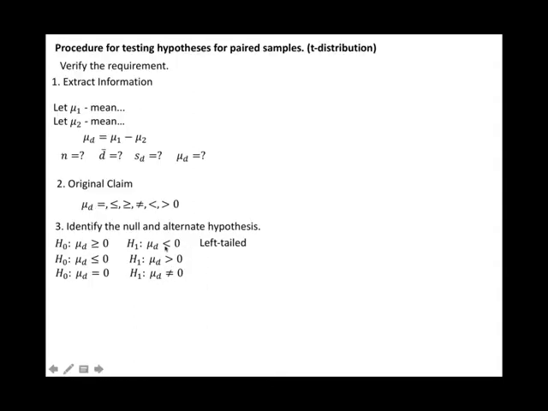Okay, when you're working with less than in the alternate hypothesis, that will be left tail. Greater than, that will be right tail. Not equal to, that will be two tail.